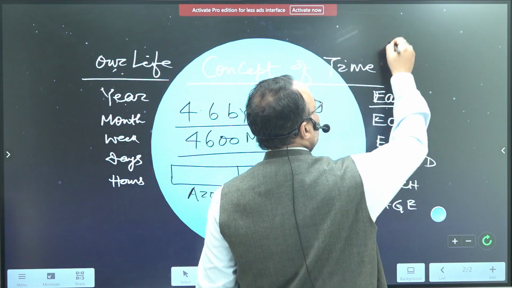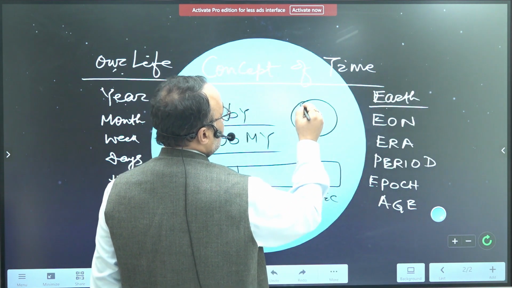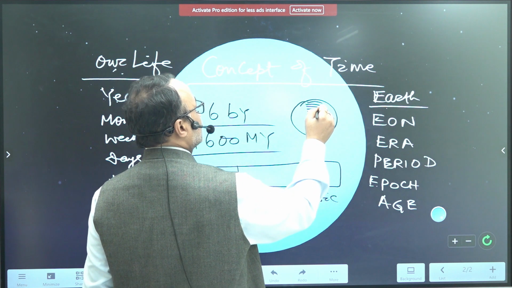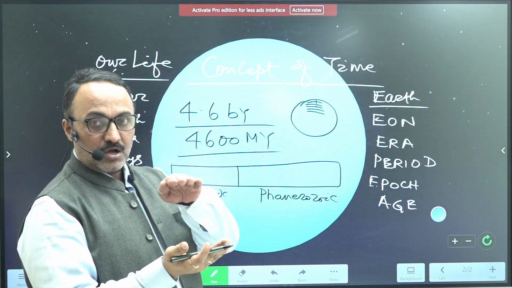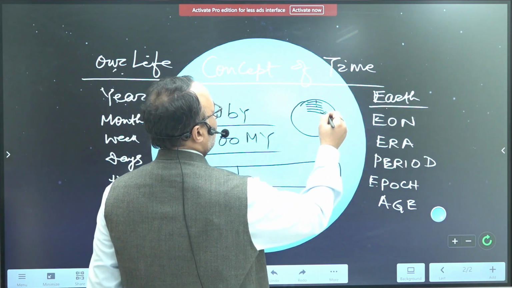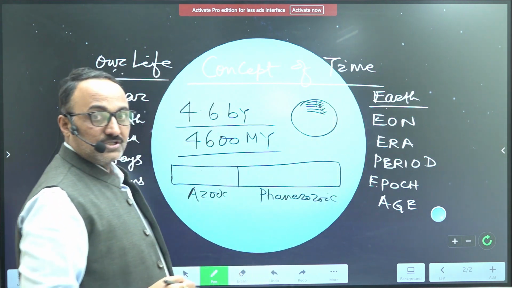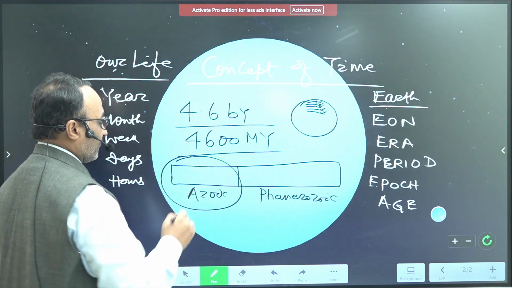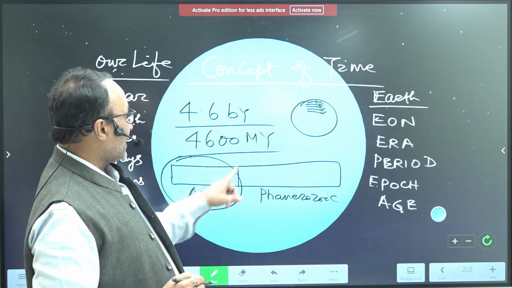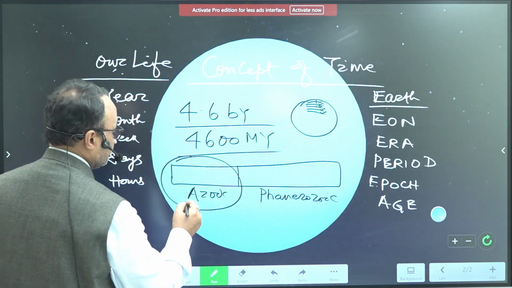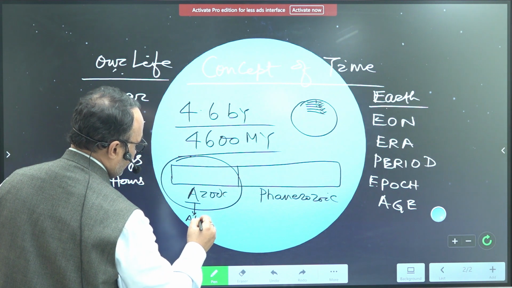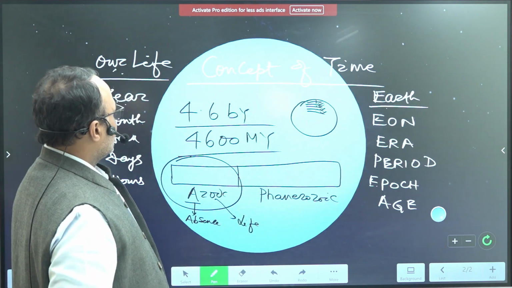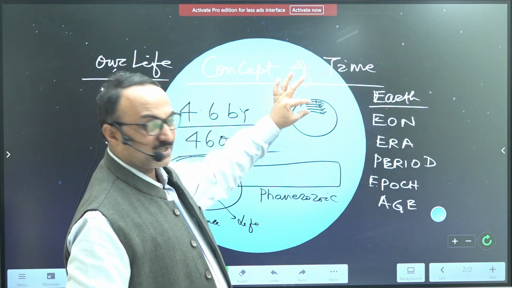Suppose this is your earth and you are going inside, then there will be successions of rock layers. All these successions inside the crustal block give you the indication of the past life and past geological events. Those successions having absence of life have been placed inside the term Azoic. A means absence and zoic means life. So this is the innermost succession of the crustal block.